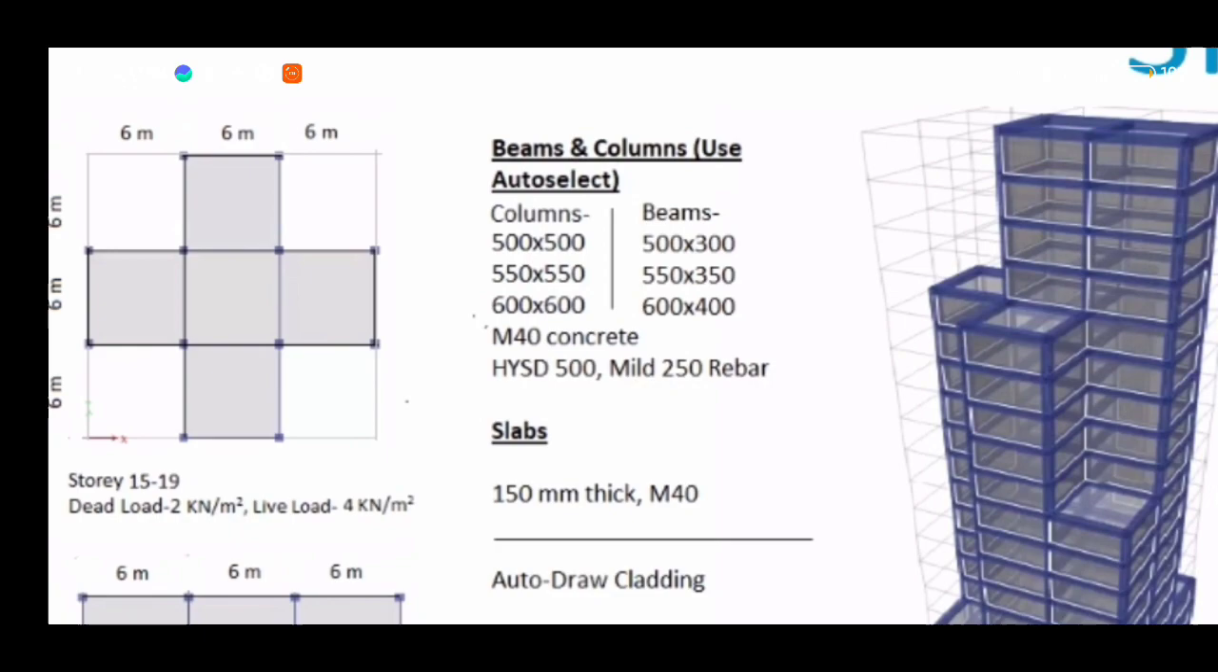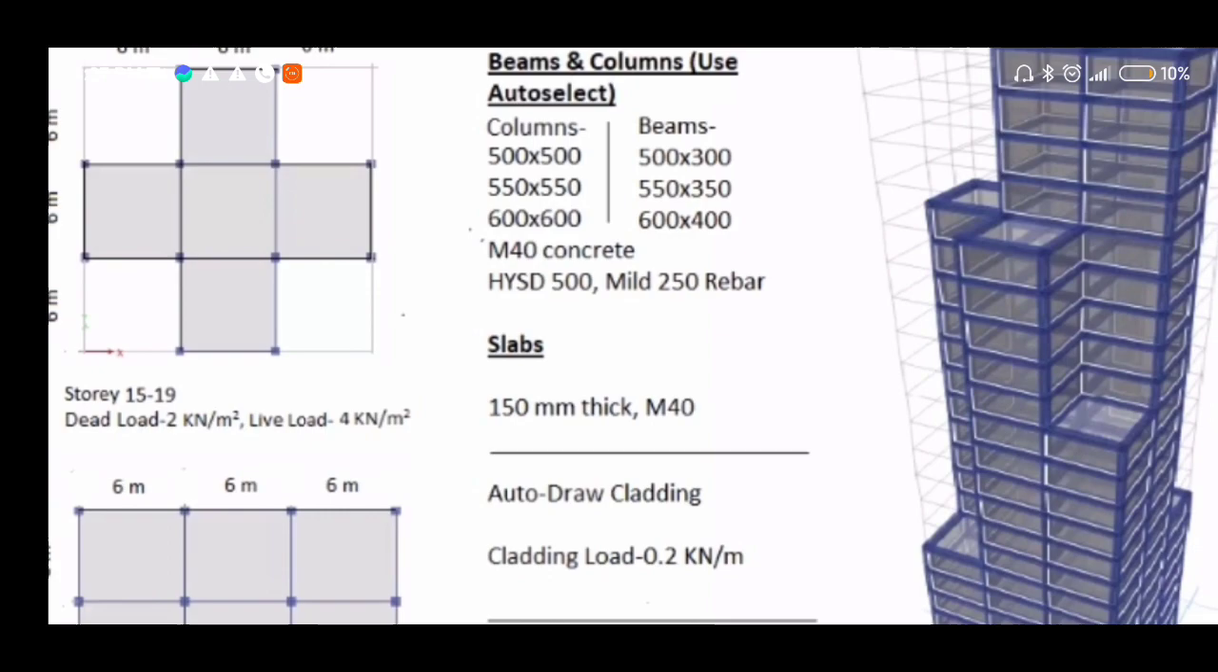The grade of concrete is M40. The grade of steel is HYSD 500 and mild 250 rebar. Slab is 150 mm thick and M40. Here we use auto draw cladding from the software, and the load is 0.2 kN/m.